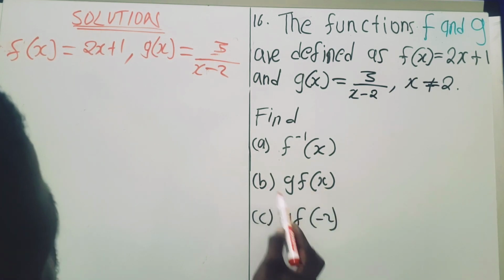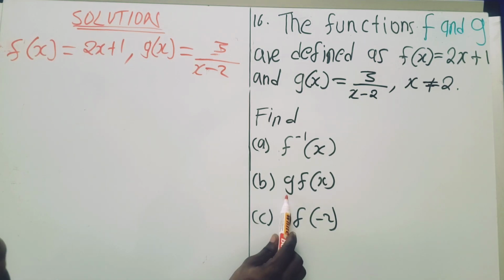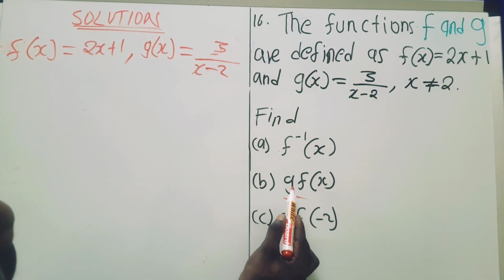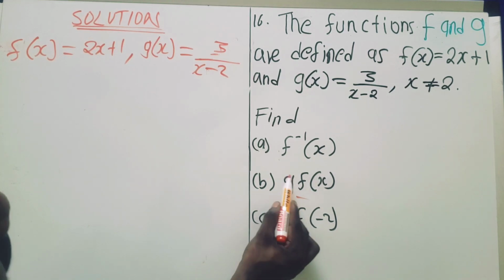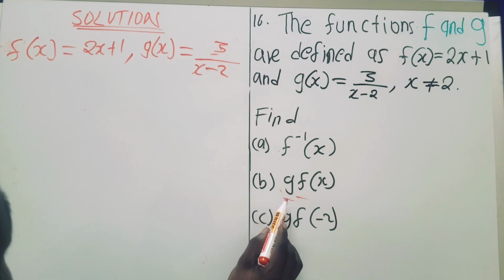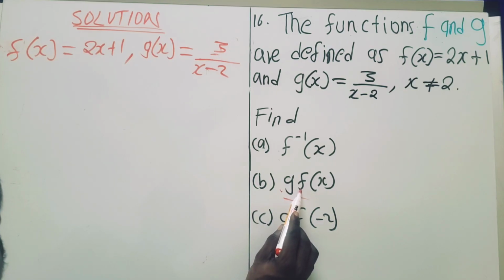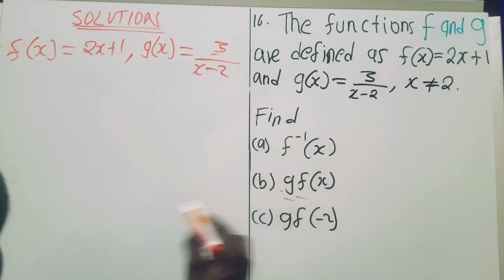So according to B, we have two functions. We have g and we have f. How do we go about it? First thing, take the first function, the one which is in the front. In this case, the one which is in the front is g. So you are going to start with g, the first one. Then in the function of g, wherever there is x, replace it with the function of f. That's what this function means. All right, let's solve.